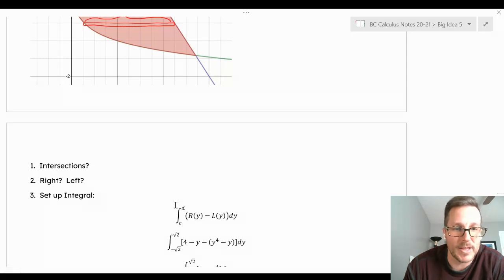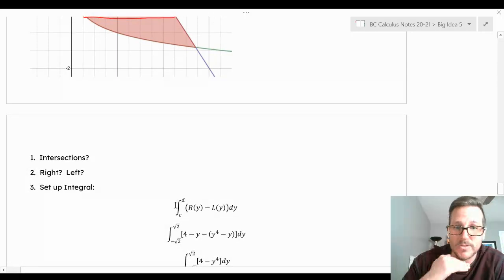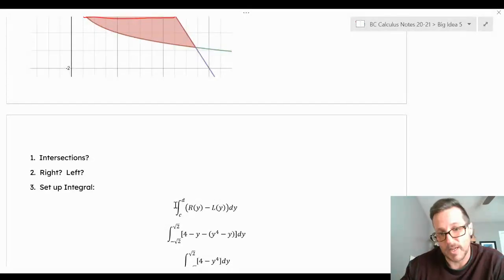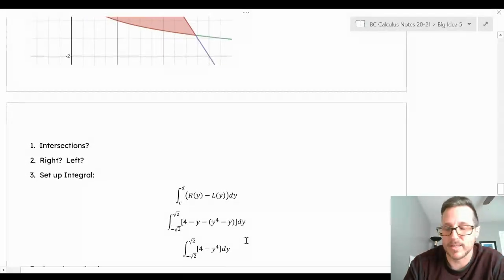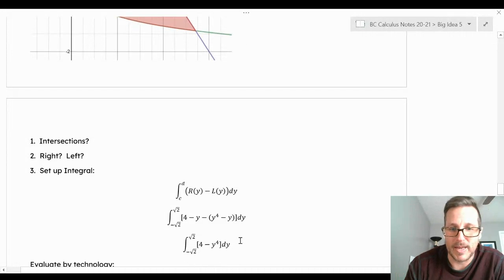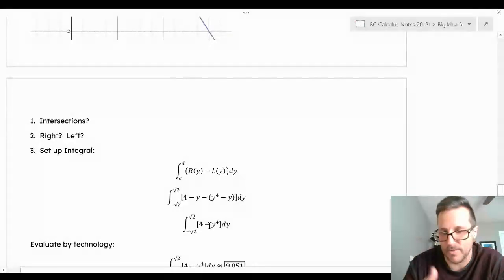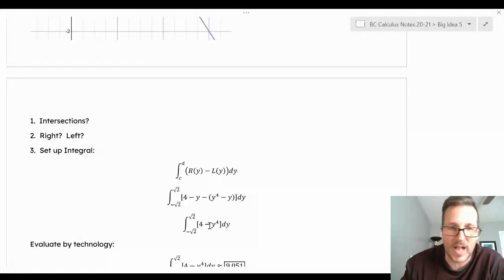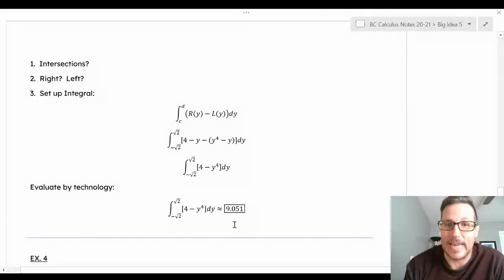So then I want to set up my integral from negative root 2 to the positive root 2, so from the bottom to the top, the right side minus the left side, right being the linear 4 minus y, and then minus the quantity of the left, which is that quartic function, y to the fourth minus y. Now that's a fairly simple setup. It even simplifies nicely to this, which you could totally do. Antiderivatives: 4y minus y to the fifth over 5, plug in all those numbers and get an exact value, or you could just fudge it and put it into some kind of calculator, which is what I did.